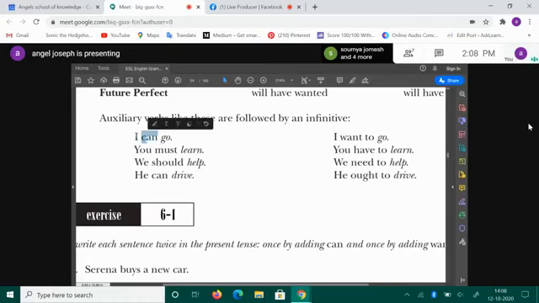A few sentences: I can go, I want to go. Now here, this verb that you are seeing, go, is a bare infinitive. And this verb, to go, is called a to infinitive.